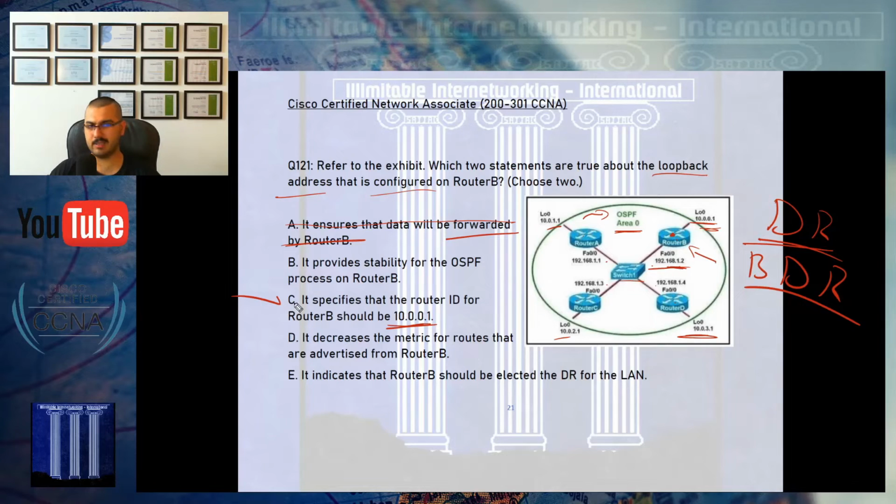Okay, so this is an answer out of 2. It decreases the metric for routes that are... no. Loopbacks have nothing to do with metrics. It's about port interface bandwidth. It indicates that RB should be elected as a DR. I'm sorry, no, it will not elect. So it's neither A nor E.